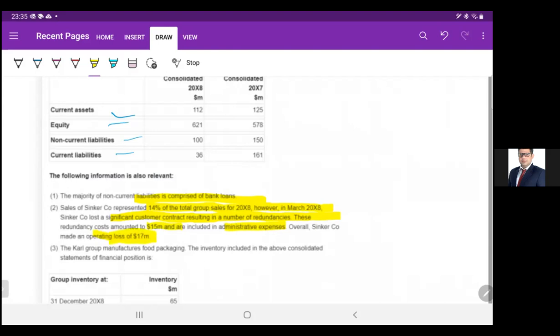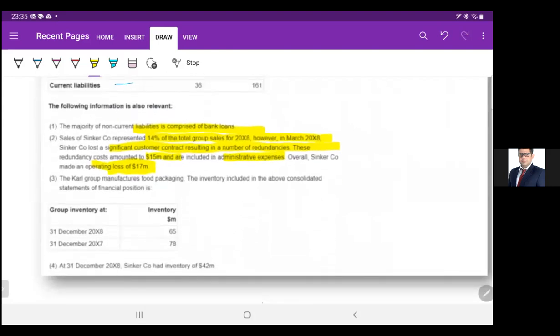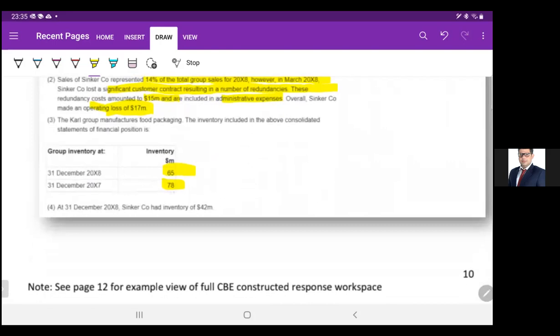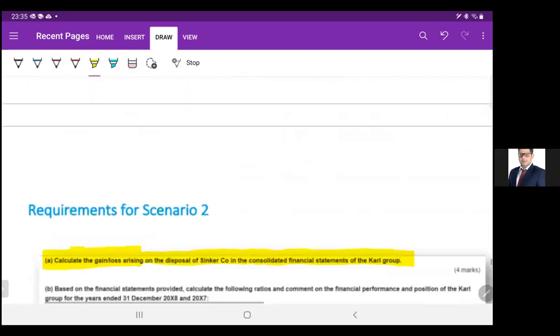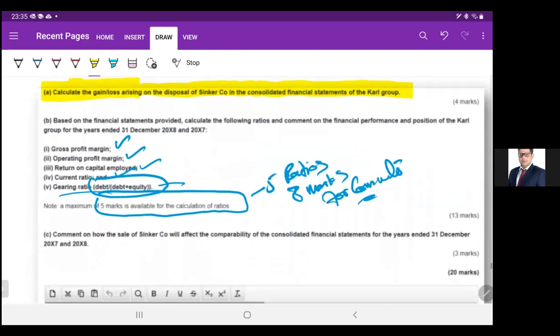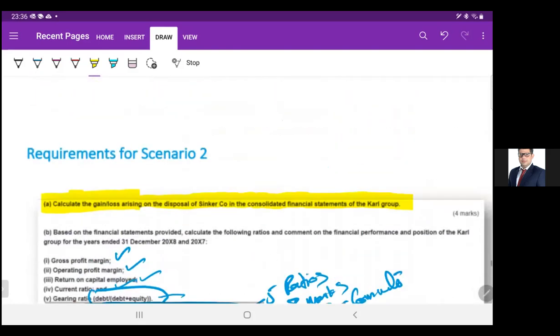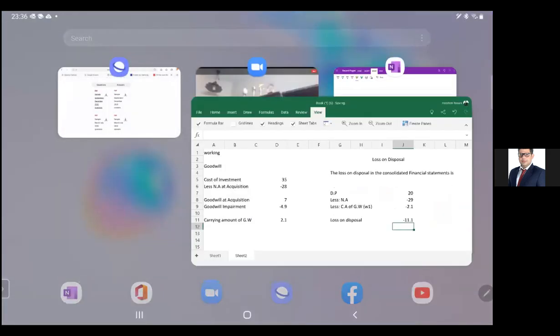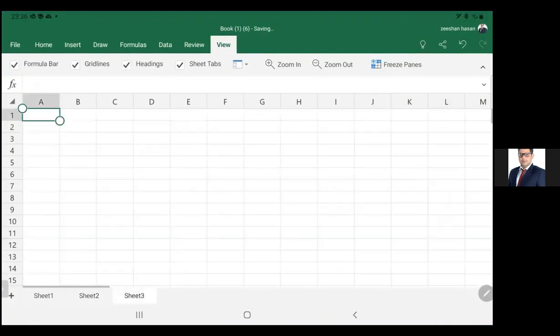The car group manufactures food packaging. The inventory included in the above consolidated statement of financial position is group inventory of 65 at 20X8, and then for X7 it was 78. At December 20X8, the single company had inventory of 42 million. Anything else? No. Okay, so again, new sheet.